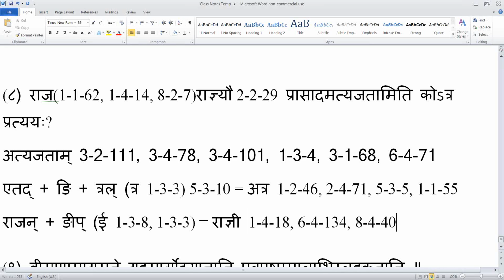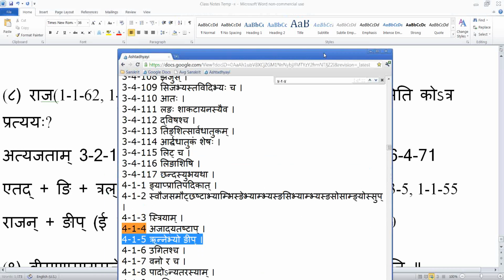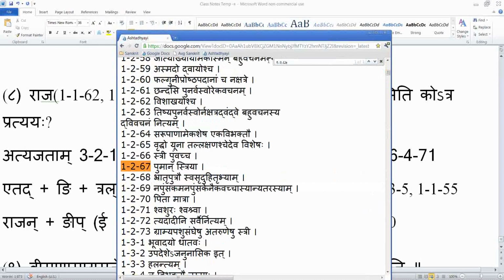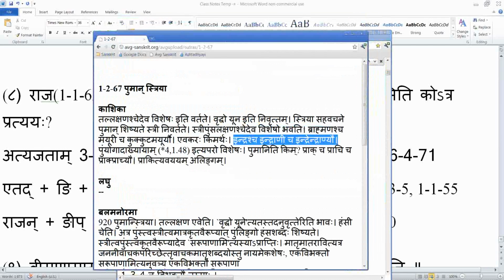8.4.40. So I think you're right, because here the only difference between them is gender. So yes, I think you have a valid point. Let me think about it some more, but I don't see how we can justify this form. We have not studied Ekashesha yet, but if you look at 1.2.67, it clearly says that when you have a male and female, Brahmanashcha Brahmani cha Brahmanau. Then what's the difference between this and that? If you take Brahmanashcha Brahmani cha Brahmanau, then why not Raja cha Rajni cha Rajanau?